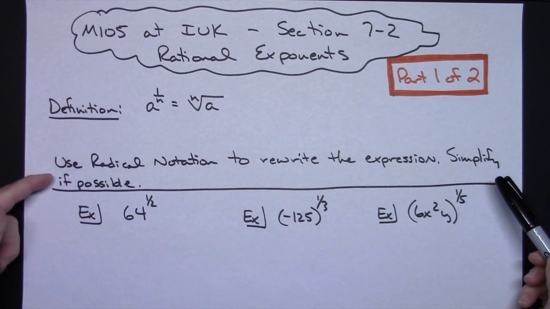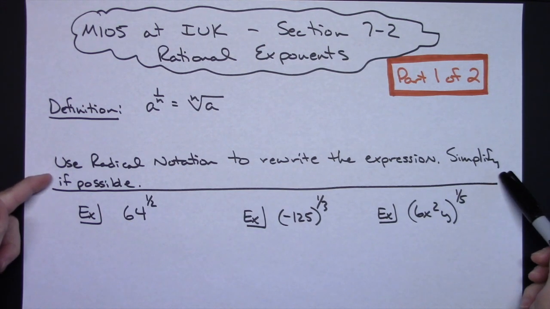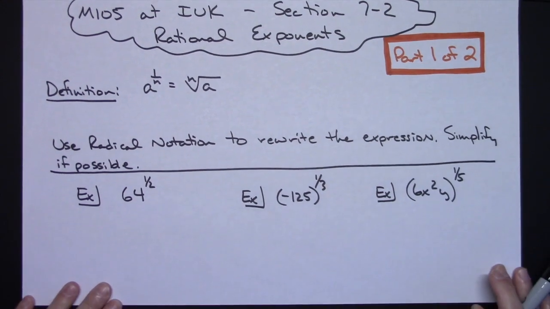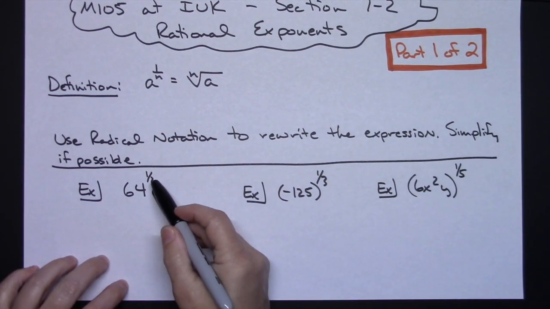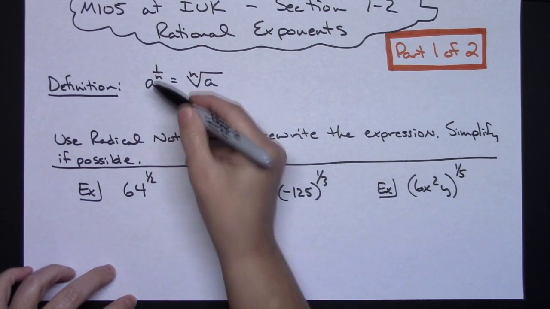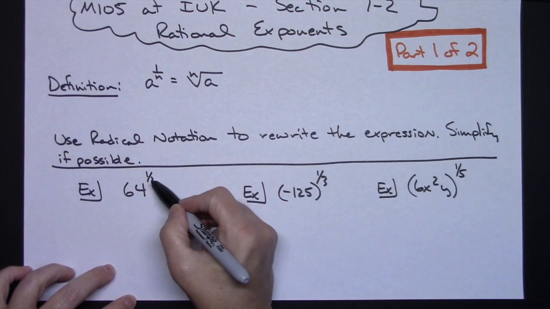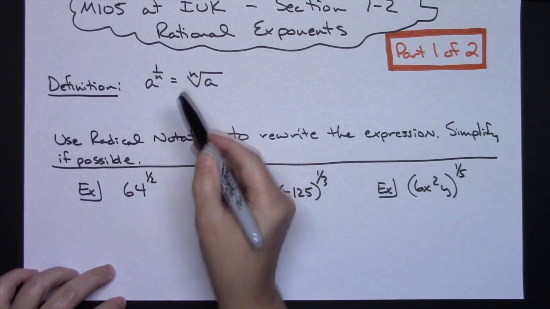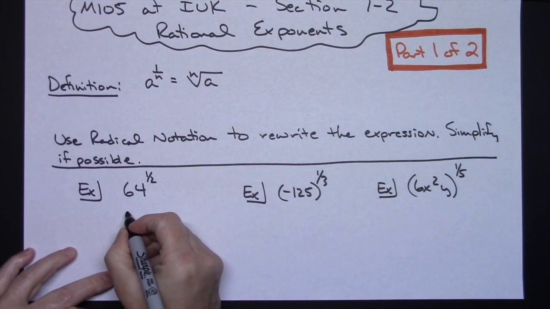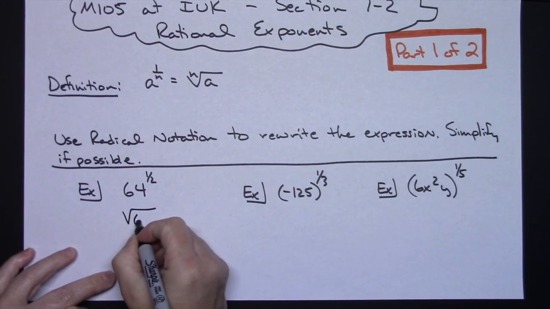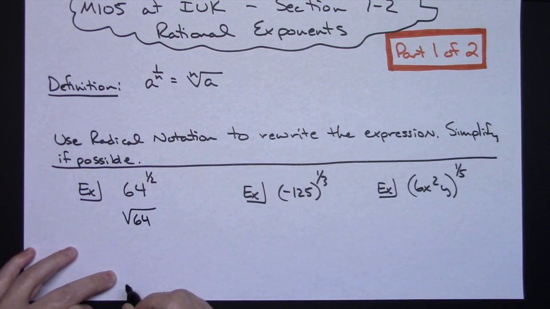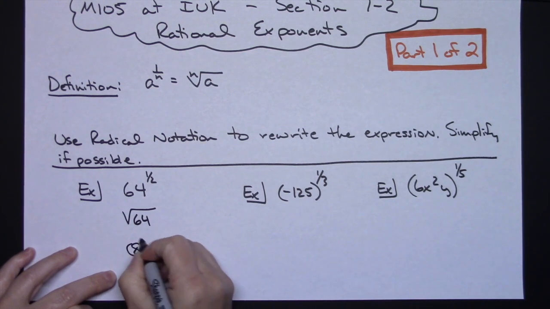Let's say it says use radical notation to rewrite the expression, simplify if possible. If I had 64 to the 1/2, 1 is on top, 2 is the denominator there, so that means that's going to be my root. So this would be the second root, or the square root of 64, and I can simplify this. Square root of 64 is 8.